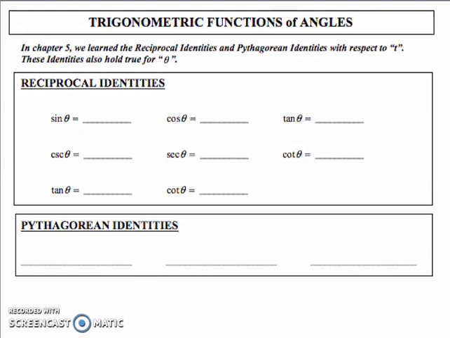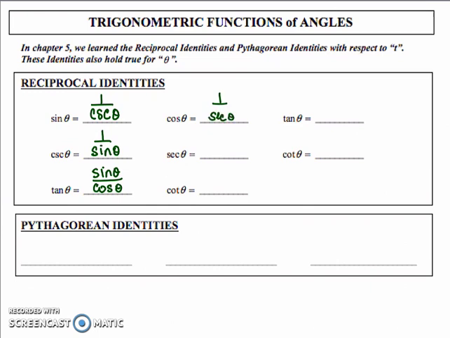In chapter 5 we learned the reciprocal identities and the Pythagorean identities with respect to t. These identities are the same if we're calling our angle theta instead of t. So sine of theta, reciprocal identity, is going to be 1 over cosecant theta. Cosecant theta would be 1 over sine theta, and tangent theta would be sine theta divided by cosine theta. Cosine theta would be 1 over secant theta.